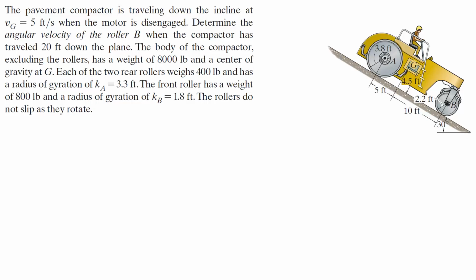This is the second problem for chapter 18. The compactor is traveling down with a velocity of 5 feet per second when the motor is disengaged. So it means that we start with a velocity of 5 feet per second. They ask to determine the angular velocity of roller B. So we have a roller and then the wheel. This part is the wheel and this part is the roller.